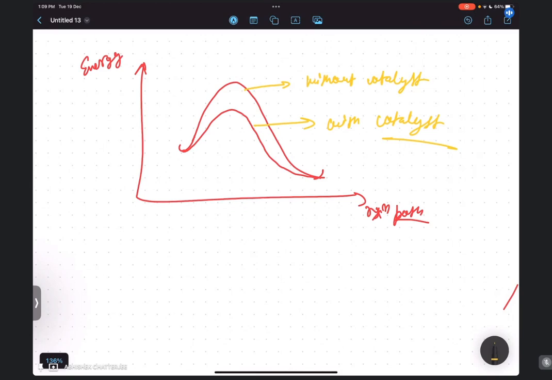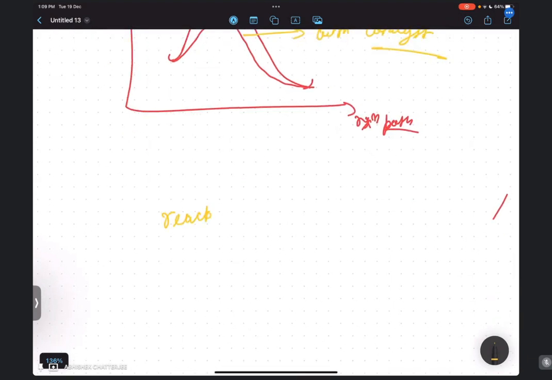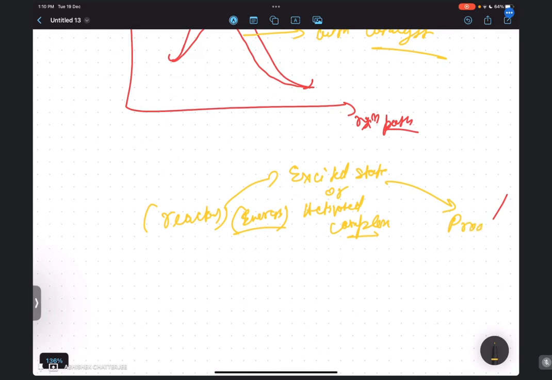Energy barrier, activation energy, means that amount of energy you have to provide the reactant molecule so that it moves to the excited state. Once it moves to the excited state, it will get converted into your product. You have a reactant, and you have to provide this amount of energy. After providing this energy, this reactant will move to your excited state, also known as your activated complex. Once it reaches the activated complex, it will convert into your product.